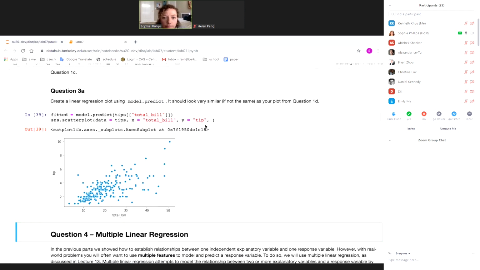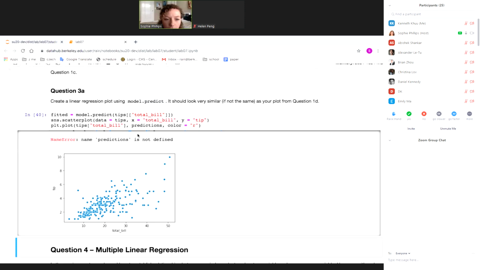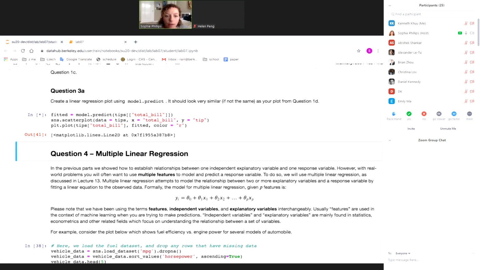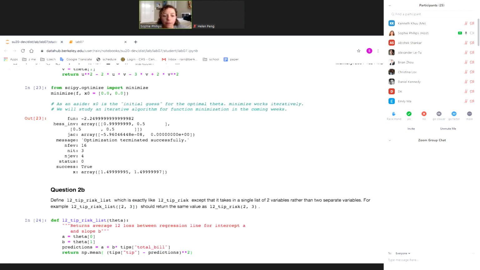It would work. And now we want to plot our regression line. I'm just going to use the basic matplotlib plot function. Our x values are the total bill, same as for the scatter plot. And then for our y values, we want to plot the predictions, and I'll just make that red so that we can see them. Oh, fitted, I called it fitted, my bad. Great, and yeah, that looks pretty much identical to what we had for 1D.